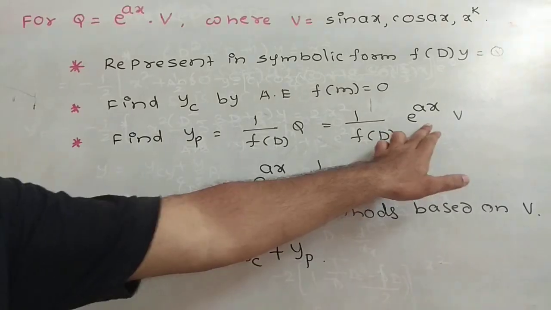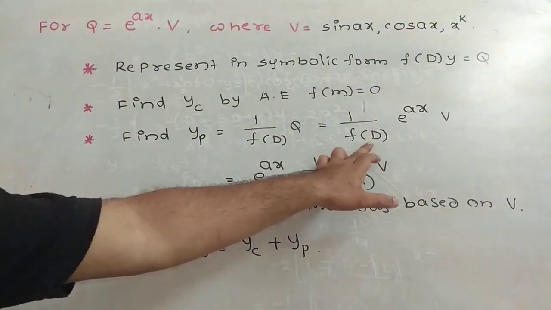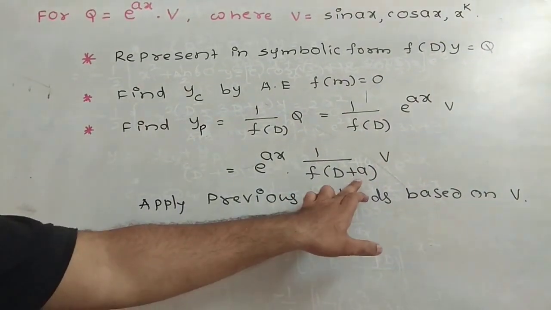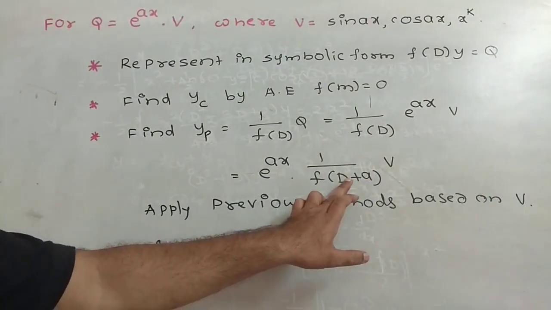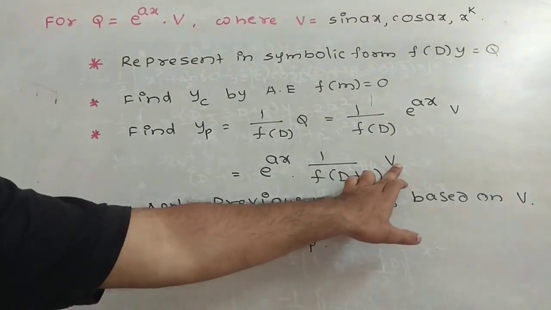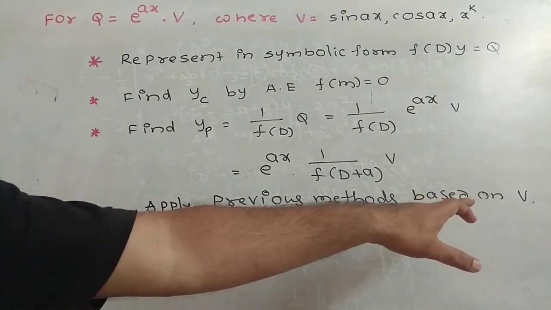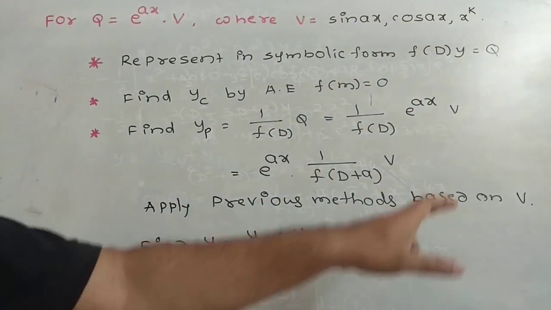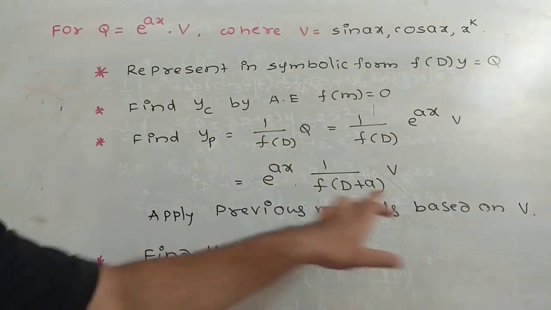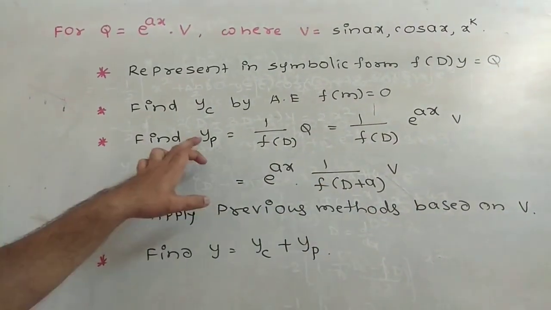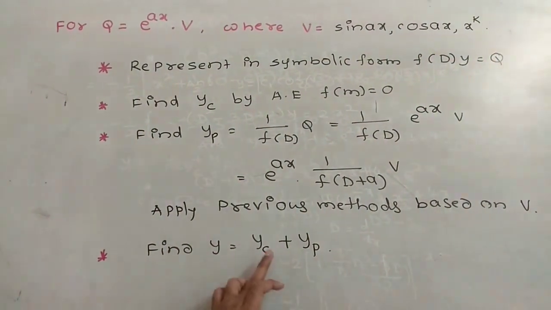And you are taking only e power ax to the left hand side, so that 1 divided by f of D is converting into f of D plus a. The meaning of this is wherever D is there, you just replace it by D plus a, and v as it is. Then you are applying the previous methods based on v. V means either it is sin ax, cos ax or x to the power of k. So based on that you can use the corresponding appropriate method to get your yp values. Then you are calculating the complete solution y equal to yc plus yp.